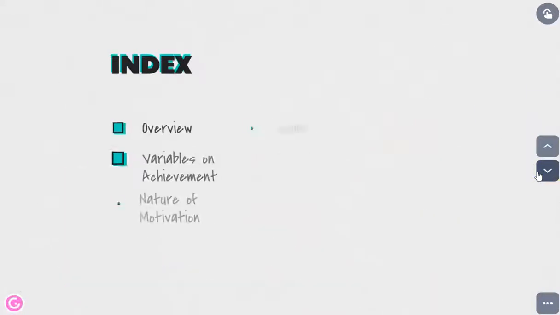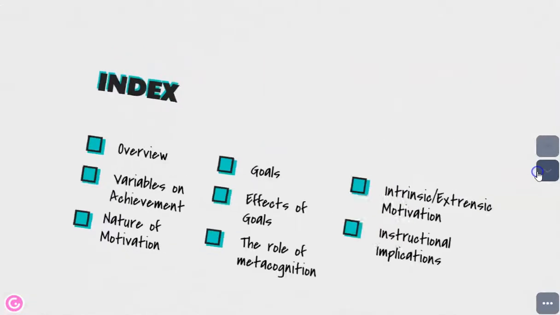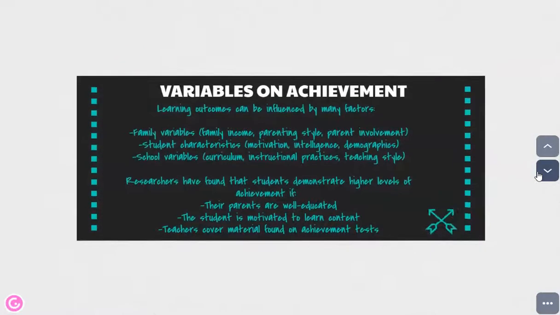Here is our index. We're going to cover an overview, variables on achievement, the nature of motivation, goals, the effects of goals, the role of metacognition, intrinsic versus extrinsic motivation, and instructional implications. And we'll probably fit in a few other things as well. So let's start off talking about variables on achievement.